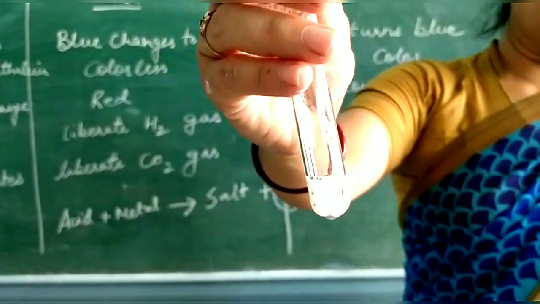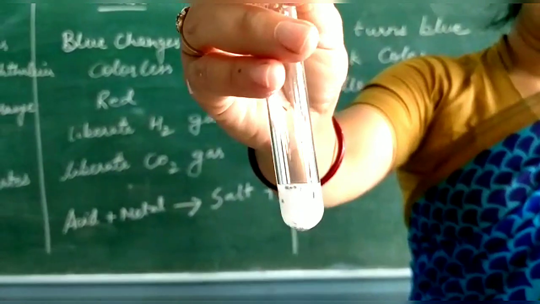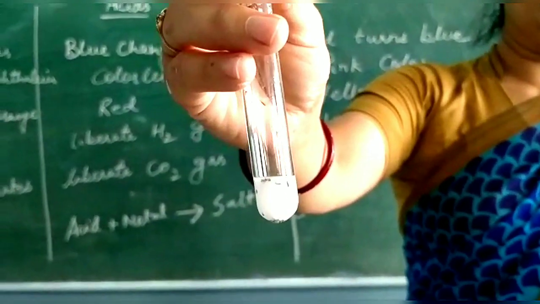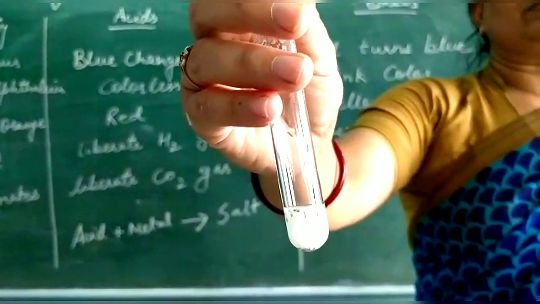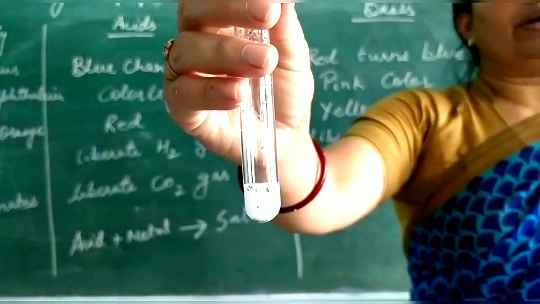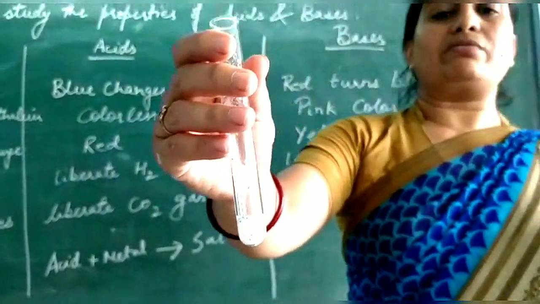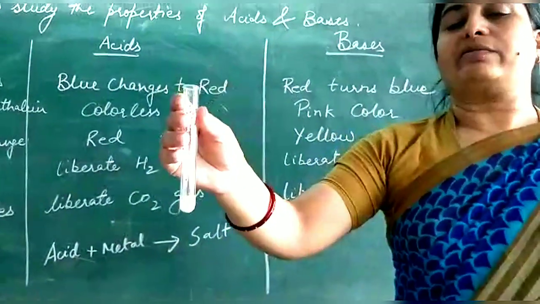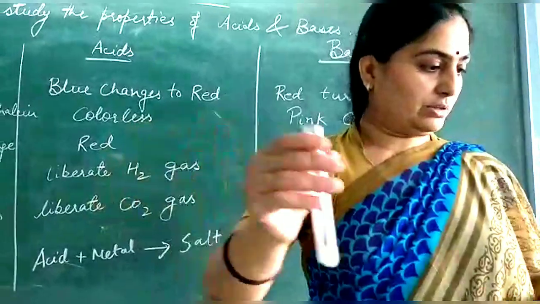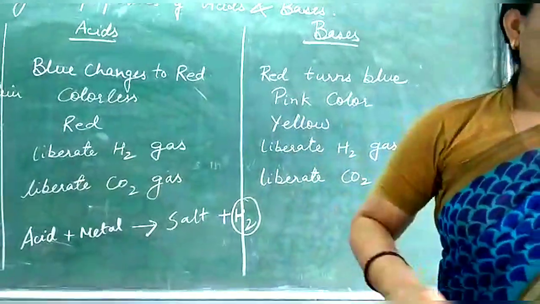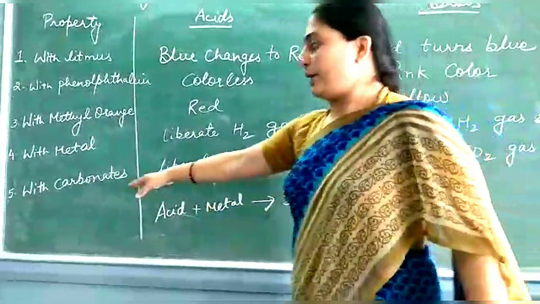So you can see that small bubbles come up. Here the reaction takes place, but as compared to acid, a little bit slower. So hydrogen gas is evolved, it liberates during this reaction in both cases. That means when we add acid to metal or when we add base to metal. Clear? Now the last we are having is with carbonates.